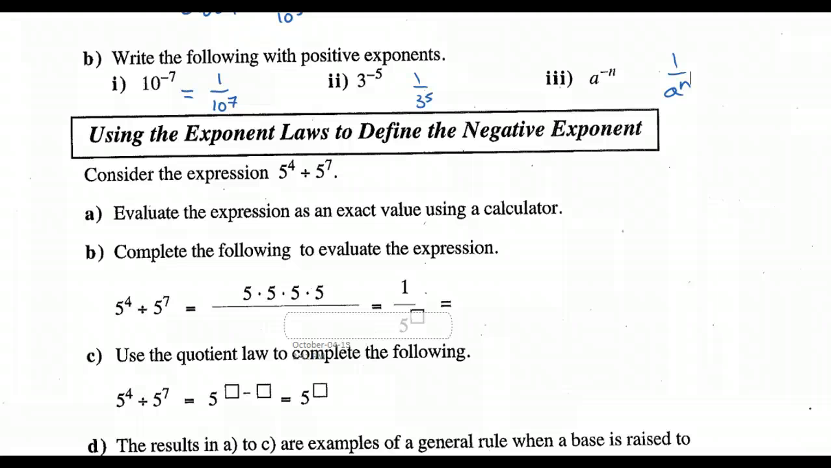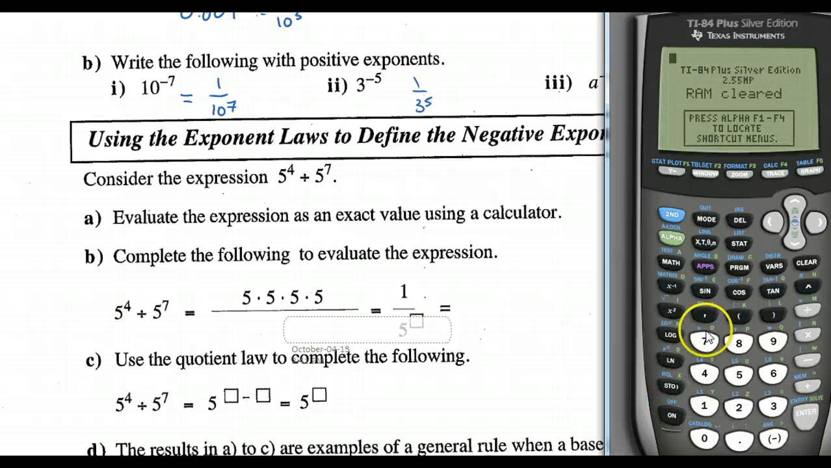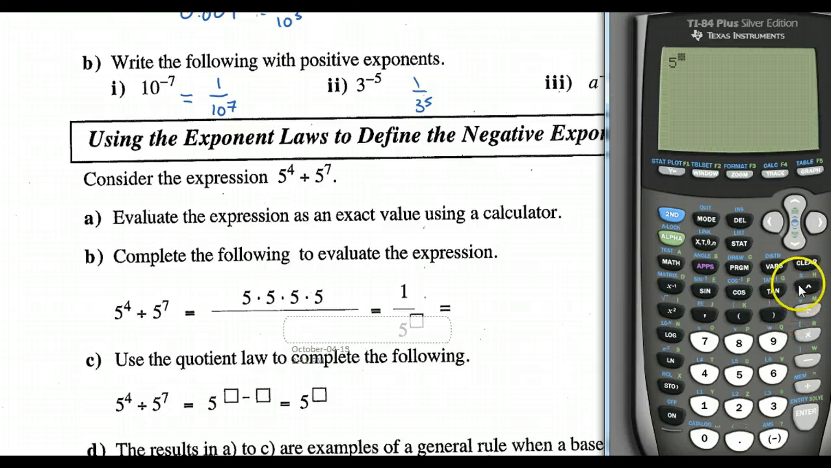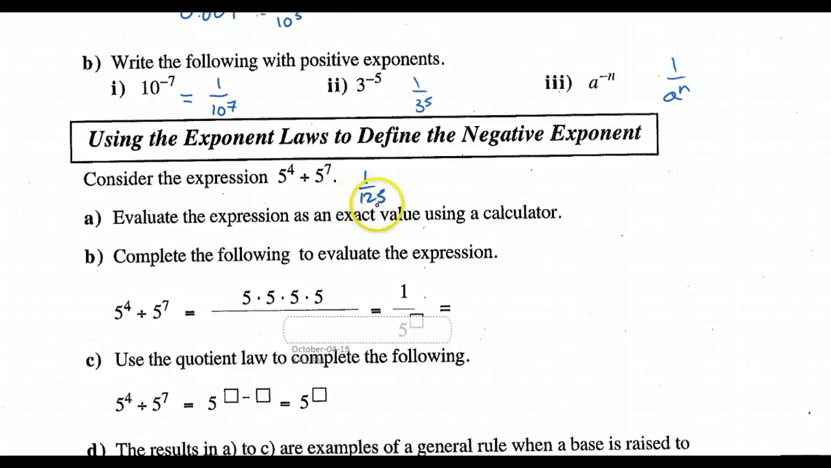Consider the expression 5 to the power of 4 divided by 5 to the power of 7. Evaluate the expression as an exact value using a calculator. Let me get my calculator out here. So 5 to the power of 4. Again, to get large exponents, we use this little hat button here. 5 hat 4, enter, divided by 5 hat 7, and we're going to get 0.008. If I want to turn that into a fraction, I get 1 over 125. Now complete the following.